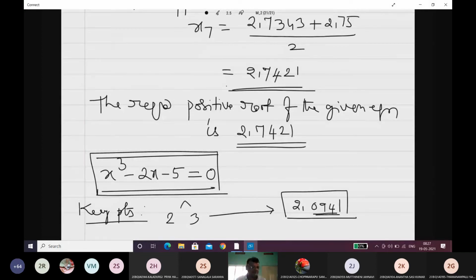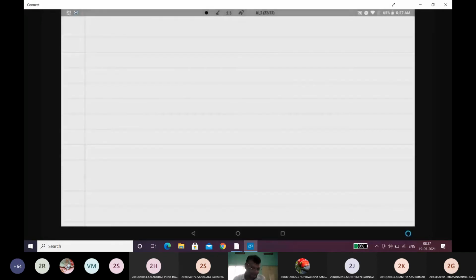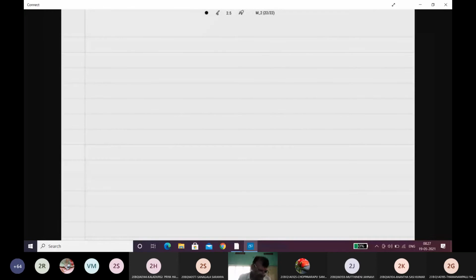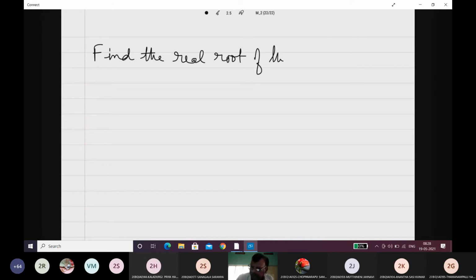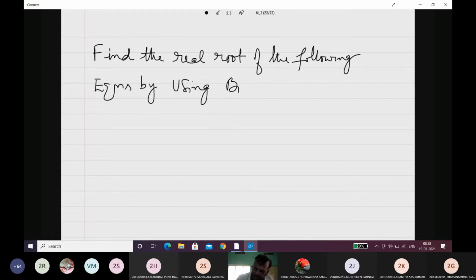These ones are from previous examination problems. Find the real root of the following equations by using the bisection method.